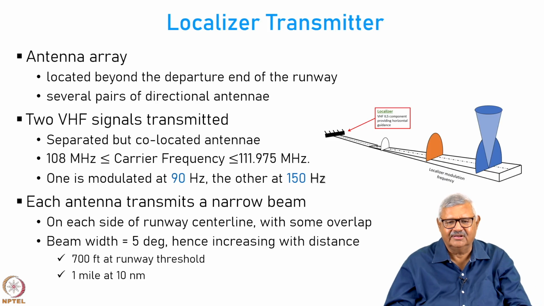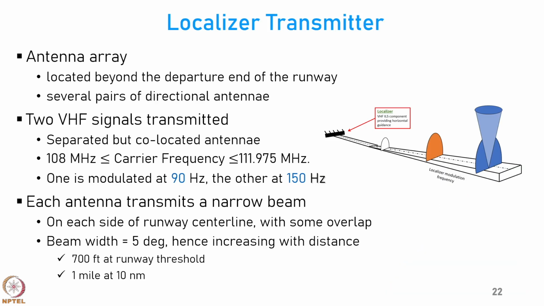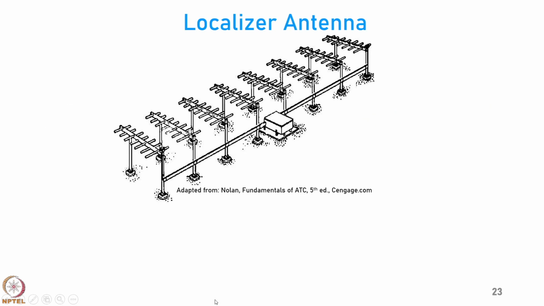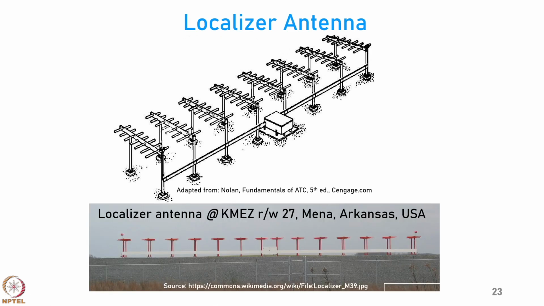The beam width is around 5 degrees and therefore, the beam thickness increases with distance. At the runway threshold, the beam width is about 700 feet, and 1 mile wide at 10 nautical miles from the runway. Here is a sketch of the localizer antenna, and here is a picture of one of the localizer antennas installed at an airport. This is at the Mena Airport in Arkansas in USA, at KMEZ Airport, runway 27.